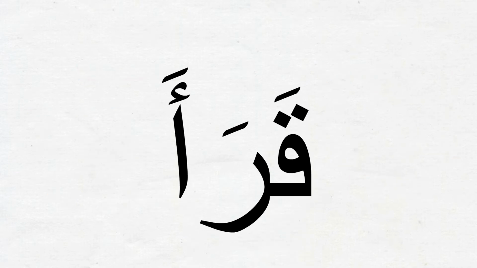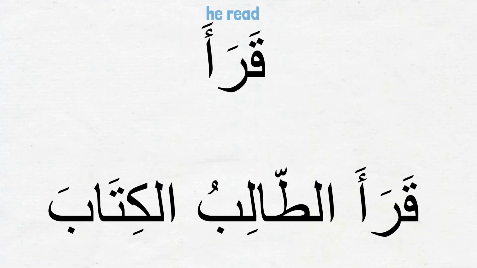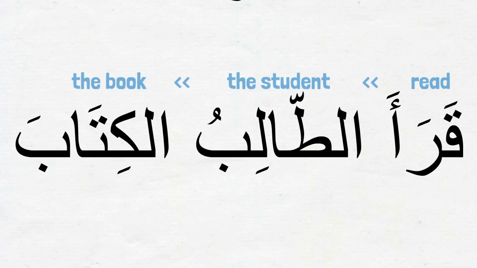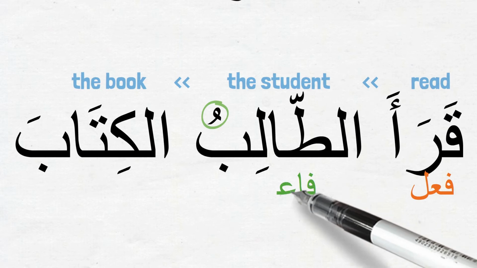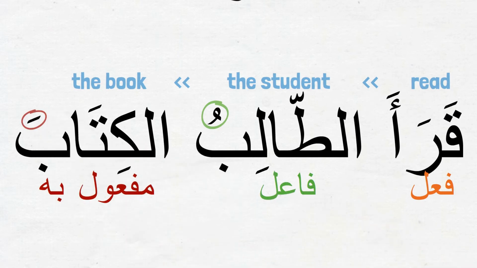Let's take another new verb, قرأ, which means he read. How would you translate this sentence using the rules we just learned? قرأ الطالب الكتاب. We should translate it as the student read the book. Here, قرأ is the فعل, and the مرفوع اسم الطالب is the فاعل, and the منسوب اسم الكتاب is مفعول به.